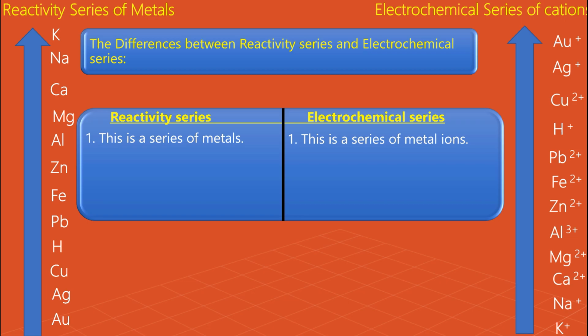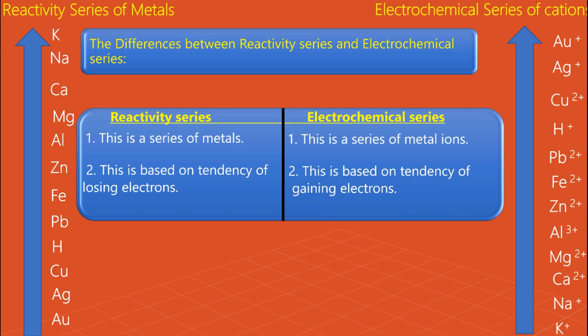First, this is a series of metals and this is a series of metal ions, cations. The reactivity series is based on the tendency of losing electrons for metals, and for the metal ions, the electrochemical series is based on the tendency of gaining electrons. So this is how they are different.